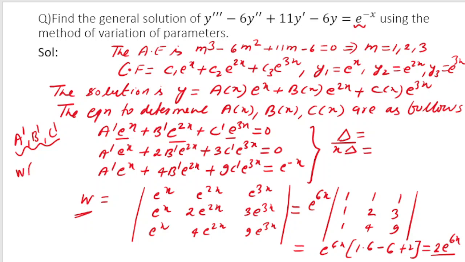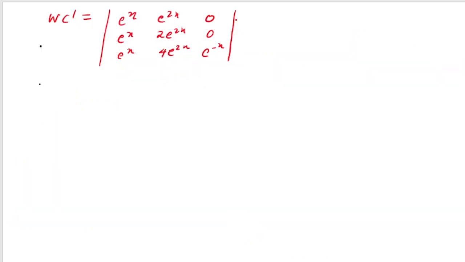So we are calculating W a dash, and to calculate W a dash we replace the first column by the right-hand side. Then we calculate W b dash. To calculate W b dash we replace the second column by the right-hand side, and then we calculate W c dash. To calculate W c dash we replace the third column by the right-hand side. So once we get W c dash, we can solve it for c dash.